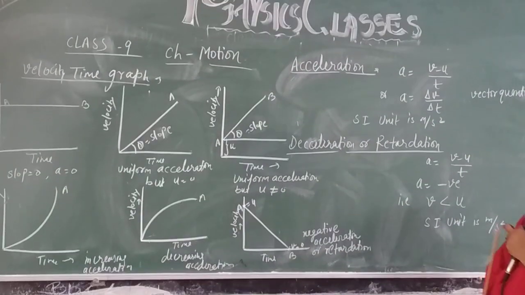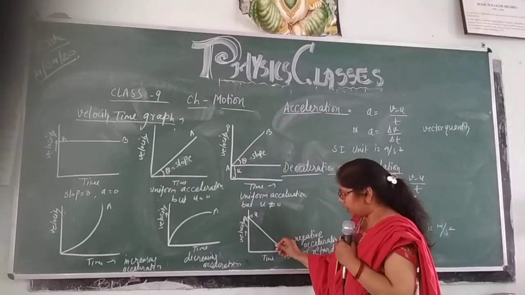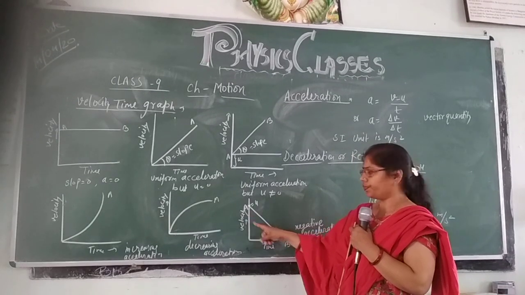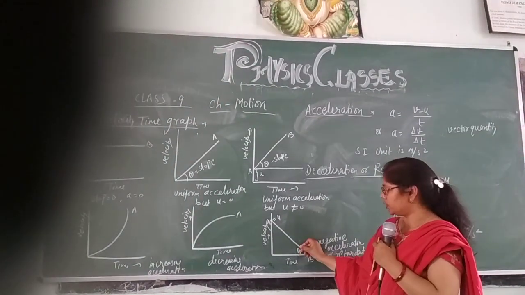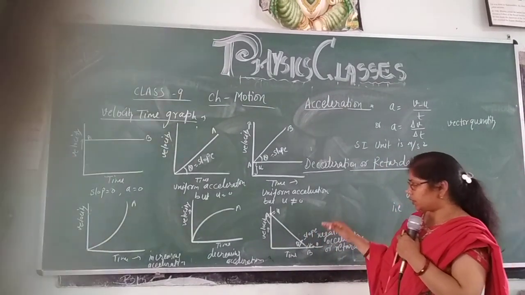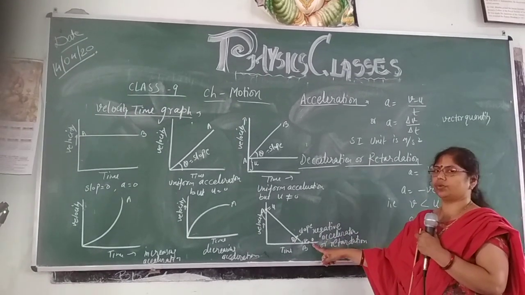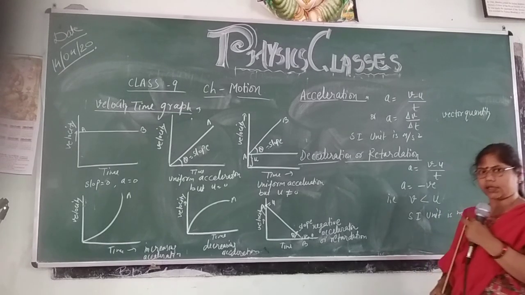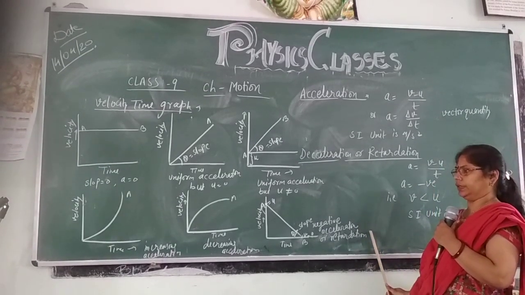This graph shows negative acceleration or retardation. Here we also find the value of acceleration by taking the slope. This is also the slope. This slope is equal to the acceleration of the graph, but this acceleration is negative because the final velocity is 0 and u is not 0. Final velocity is less than u. Therefore, this graph shows negative acceleration.